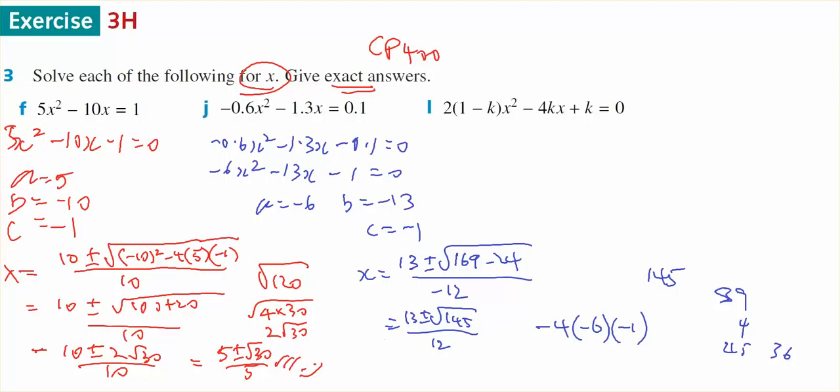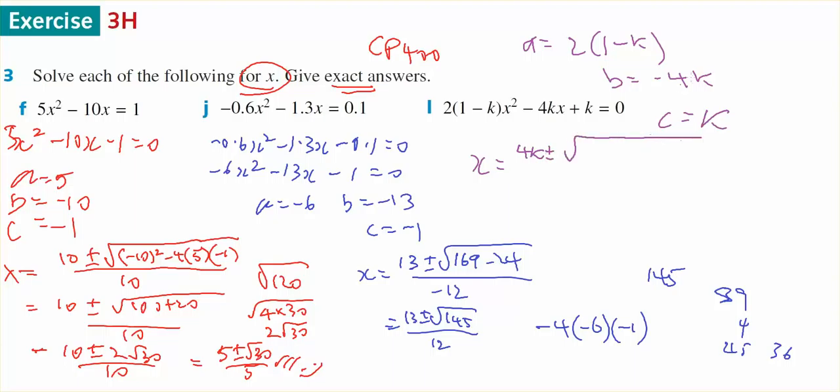And in the third instance, a equals 2 times (1 minus k), b equals minus 4k, and c equals k. Therefore x is going to equal minus b, so 4k, plus or minus the square root of minus 4k all squared, which is 16k squared, and it's positive, minus 4 times 2 times (1 minus k) times k, all over 2a, which is 4 times (1 minus k).